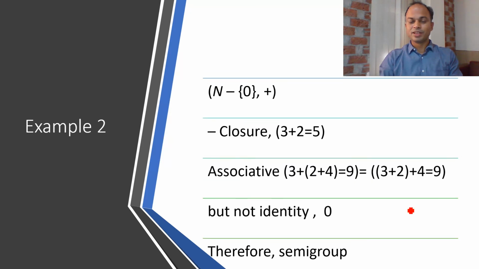When we talk about the next example, example 2, here the set of natural numbers is given, and we don't have 0 here. Sometimes a few mathematicians count 0 as a natural number. Therefore, if you are counting 0 as a natural number, we have 0 included. So natural numbers become 1, 2, 3, 4, etc. And here we have the operation plus.